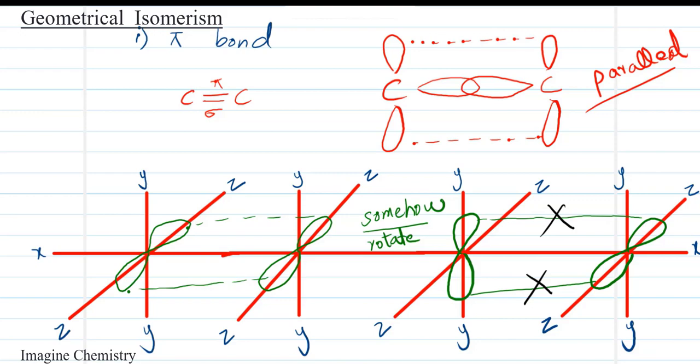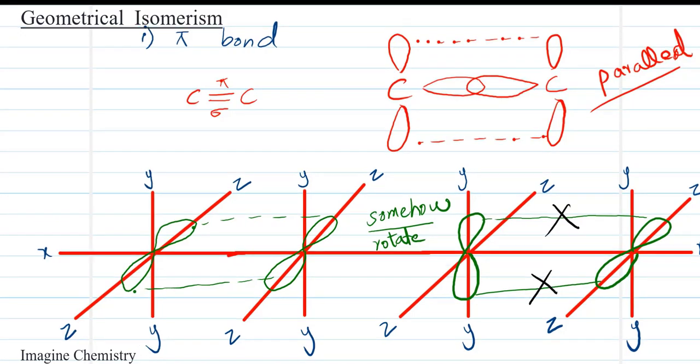Due to this concept, there will be no rotation when there is a pi bond, right? So just pause, imagine and try to understand this concept. If you got this concept, let's move on to the second case of restricted rotation, which is in the case of cyclic compounds.